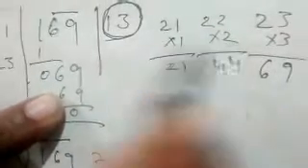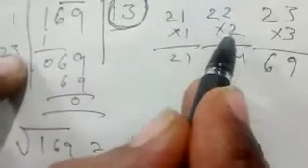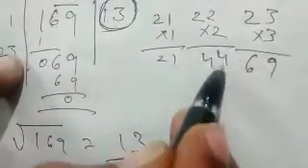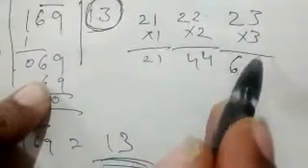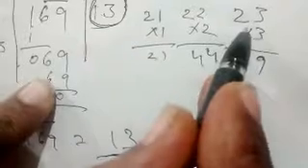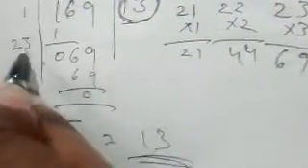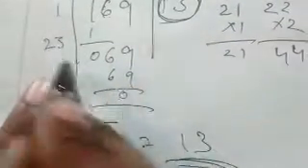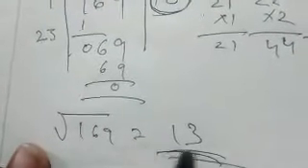So 22 into 2. We are going to take a 2 beside 2, and we are multiplying with the 2. So 22 table with 2: 22 into 2, 44. Still there is a chance to go further. So 23 into 3, 69. So see, 23 into 3. We are going to take the 23 table 3 times. So 23 into 3, we put a 3 here, and it becomes 0. So square root of 169 equal to 13.